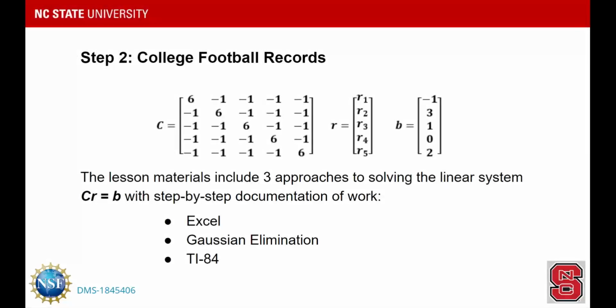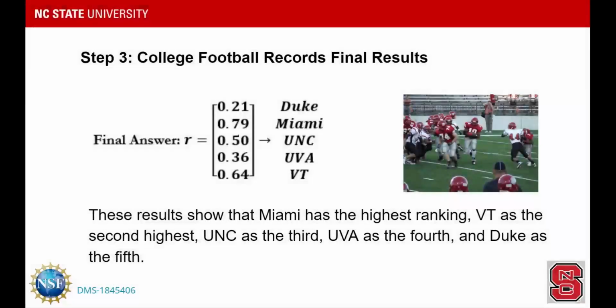The lesson materials include 3 approaches to solving the matrix equation CR equals B with step-by-step documentation of work. You can use an Excel sheet, Gaussian elimination, or the TI-84 calculator. No matter the approach you use, the results we obtain are shown here. These results show that Miami has the highest ranking, VT is the second highest, UNC is the third, UVA is the fourth, and Duke is the fifth.